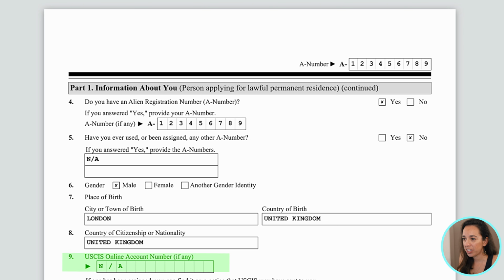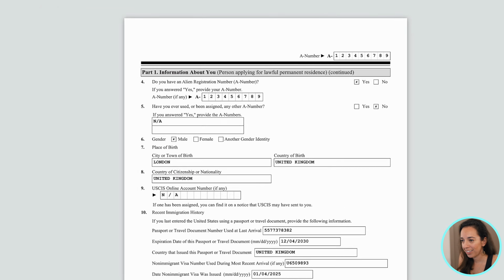Question 9 asks for a USCIS online account number, and we wrote NA. You won't actually have one yet. You'll get a USCIS online account number after submitting this form to USCIS. And they'll send you another NOA 1 notice of action. And this will have instructions on how to set up an online account with USCIS, and they'll provide you an online account number.